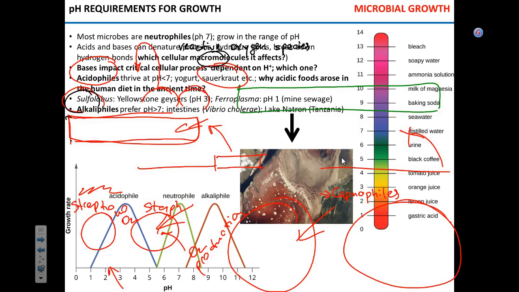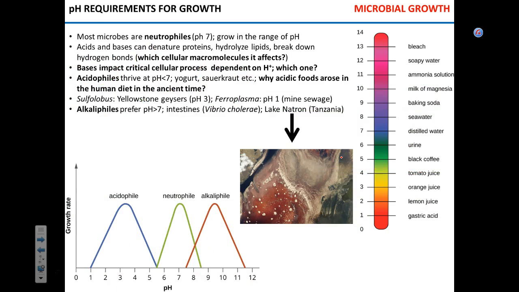Okay, let's talk about pH and pH requirements. Listen, that's as simple as it can be. We have 3 classes of microbes: neutrophiles, acidophiles, alkaliphiles. Neutrophiles grow best at neutral pH, acidophiles grow best at acidic pH, alkaliphiles at alkaline pH. Most pathogens are neutrophiles. There are some acidophiles that we use on a regular basis, like yogurt, buttermilk, sauerkraut, cheese. It's all acidophilic bacteria.